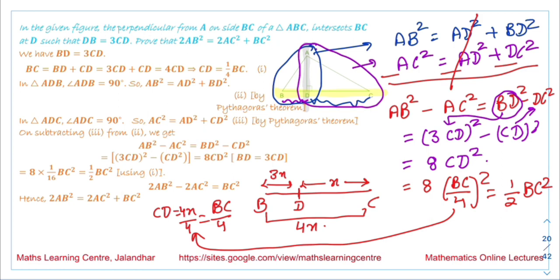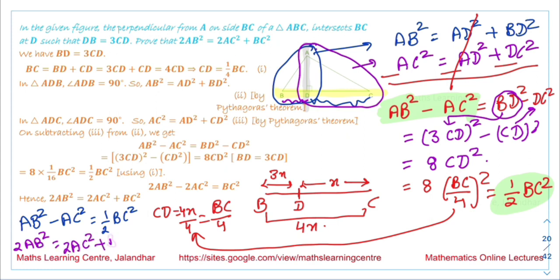So the result we now have is that AB square minus AC square is equal to 1 by 2 times BC square. Now if we multiply this equation with 2, we will get 2 times AB square equal to 2 times AC square plus BC square. And this is what we have to prove.